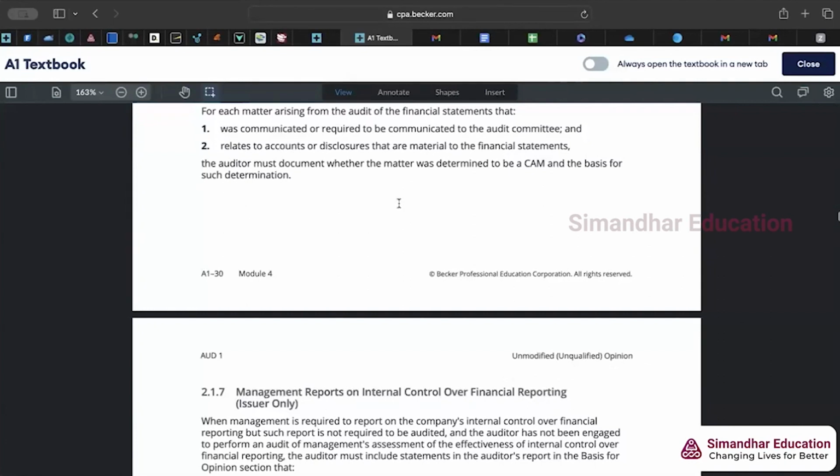The third condition where it becomes pervasive is where it is a disclosure which is very important for the users, and the disclosure is wrong. Then it has a pervasive impact. Any doubts so far?